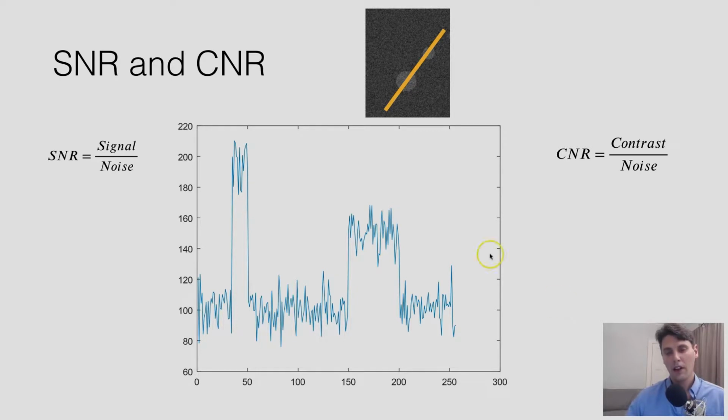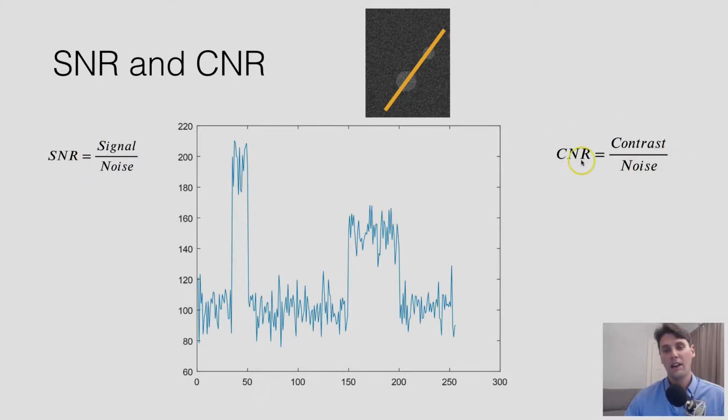So in general, if we take part of that image and draw a line through it, you can make a plot like this, which shows a couple of different regions. It has a background region and two regions that have different intensity inside. And you can see there's some noise on the background.